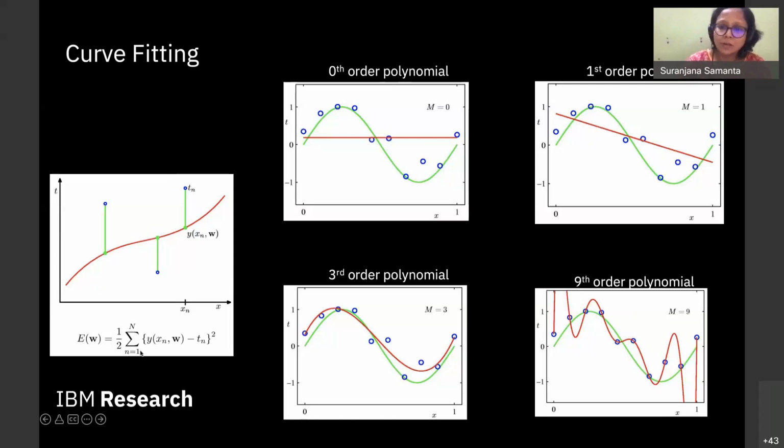But do we really want that? Do you think this kind of curve fitting is actually good? Actually, no. Why? Because it lacks generalizability. This is very good for this set of points. So how many points do we have? I think 15 or something like that.